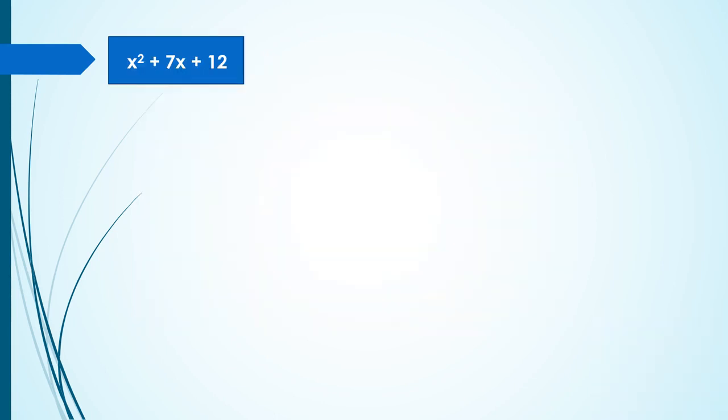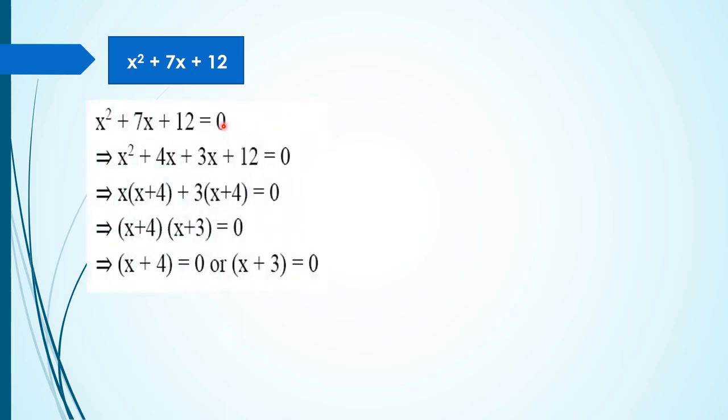Let us start with the polynomial x square plus 7x plus 12. Yes, this is a quadratic polynomial because degree is 2 here. I want to verify the relationship between zeros and coefficients of this quadratic polynomial. For this purpose, first of all, I have to find the zeros. To find the zeros, we have to equate the polynomial to 0. That is x square plus 7x plus 12 is equal to 0.